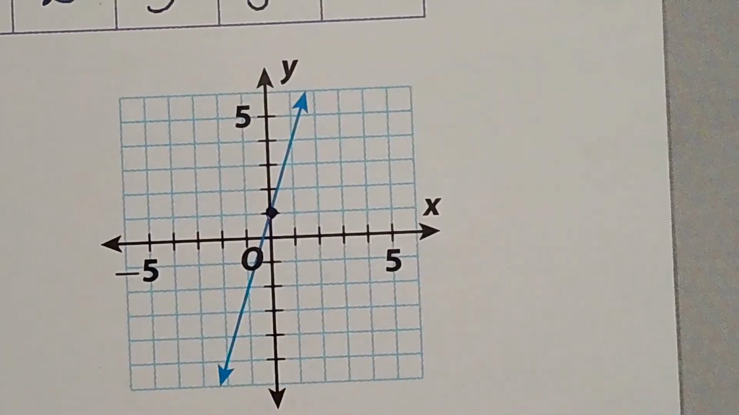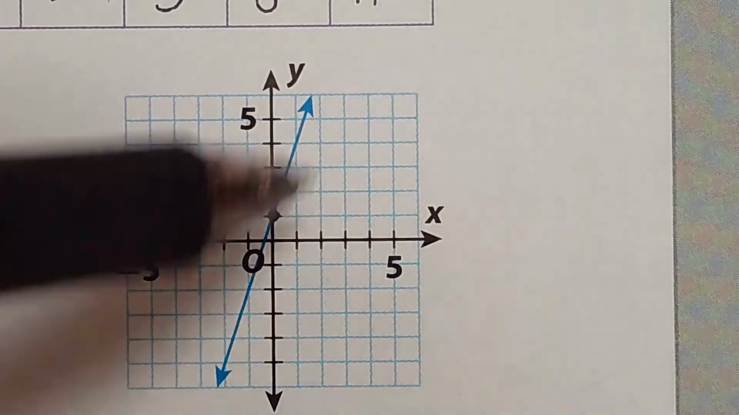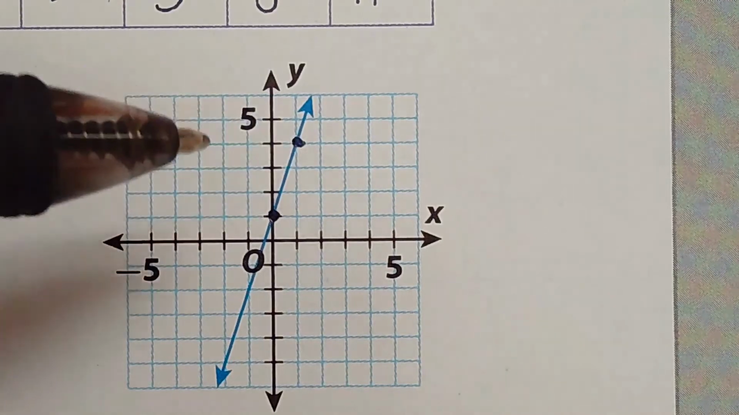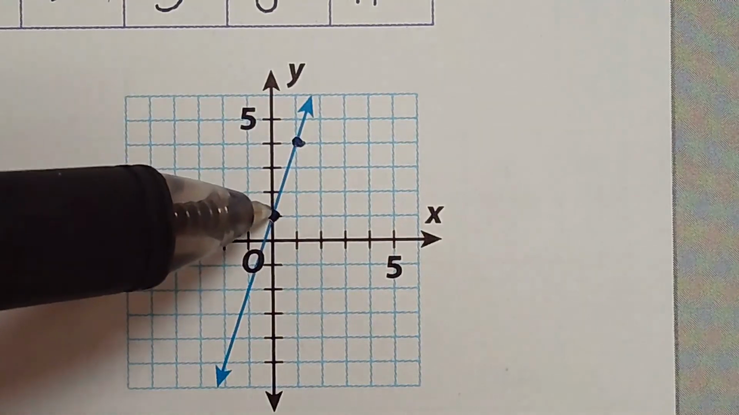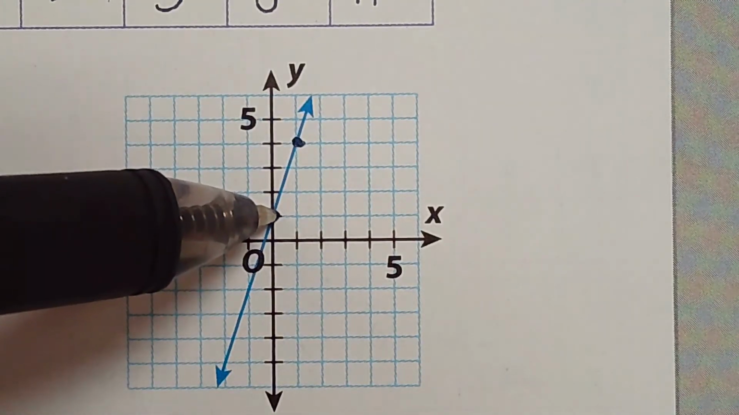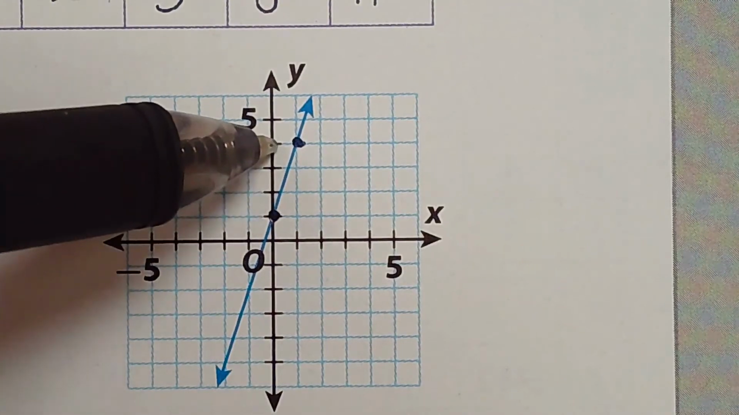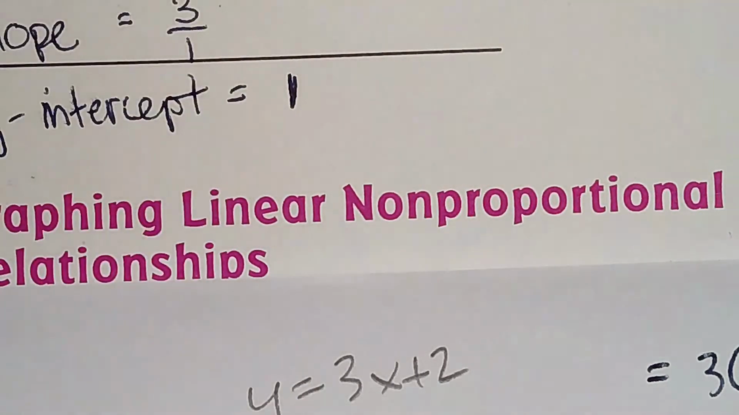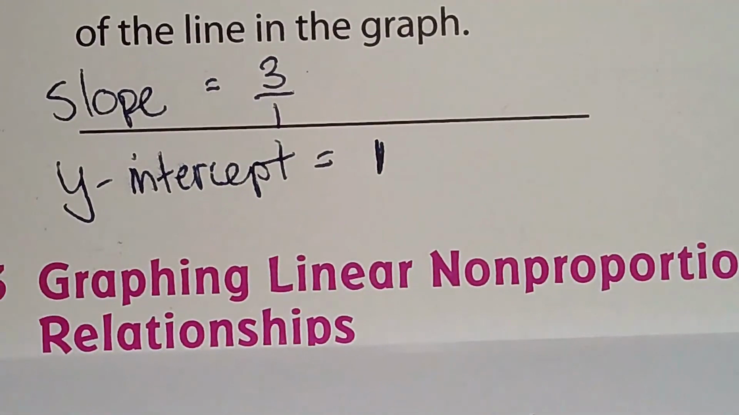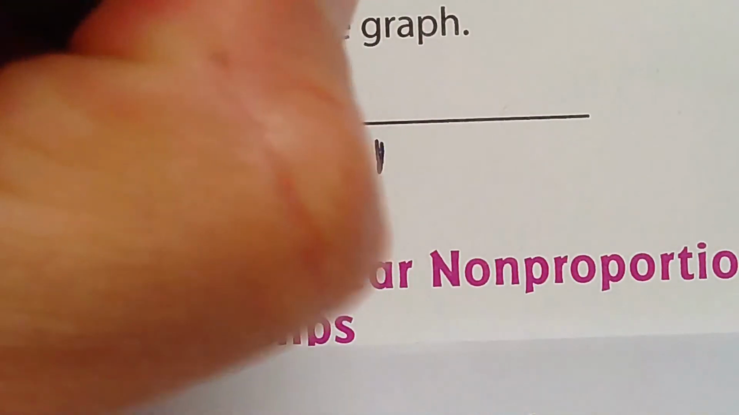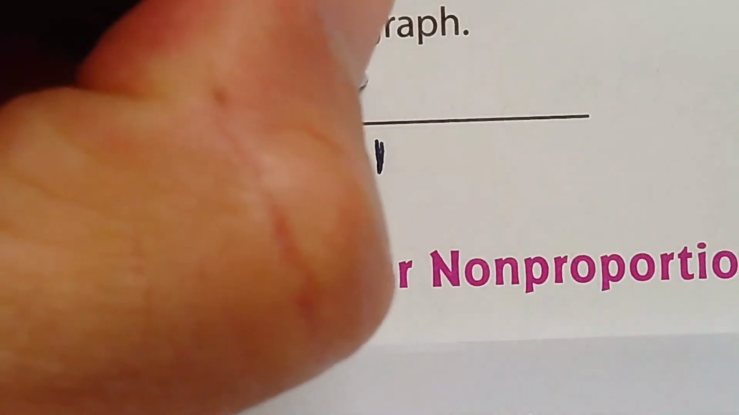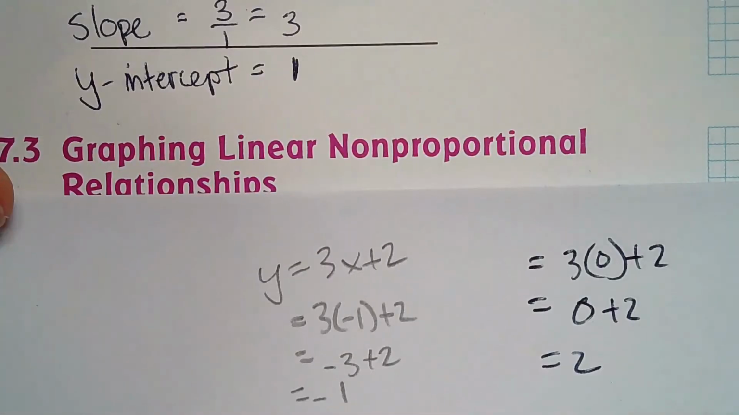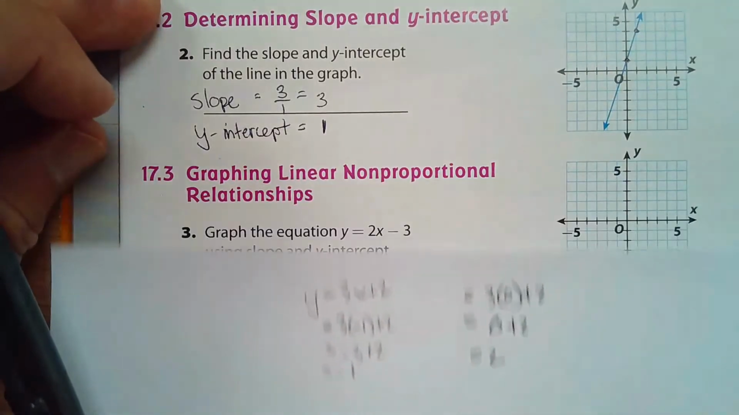And the slope, well, I have to find out where does it cross the grid again, and it does so right here. So the slope is going to be the rise over the run, so it's up 1, 2, 3, and over 1. So the slope is up 3 and over 1. It is a fraction, but if you can make it a whole number, we usually do. So 3 divided by 1 is 3.